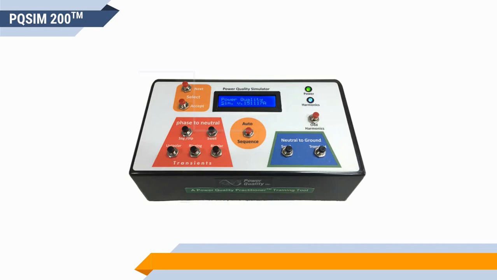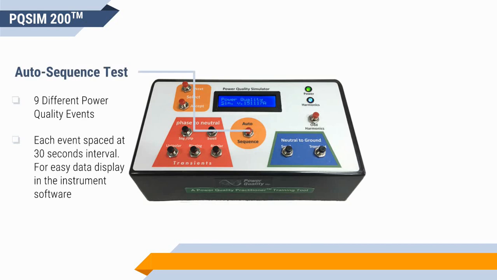The PQSim's auto sequence feature automatically steps through a series of 9 different power quality events, with about a 30 seconds gap between each event. To activate the feature, press the auto sequence button at the center of the PQSim panel, and then observe the display showing the disturbance.